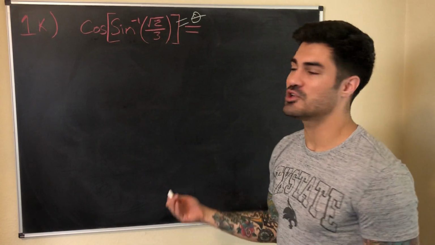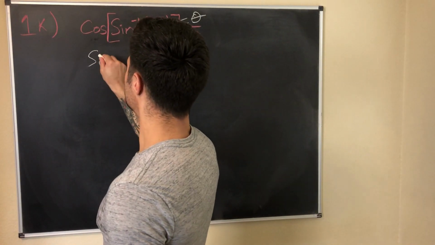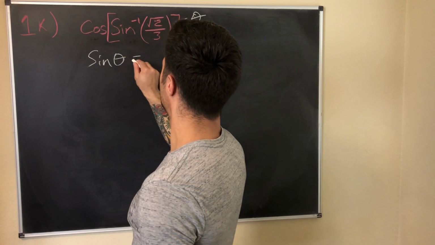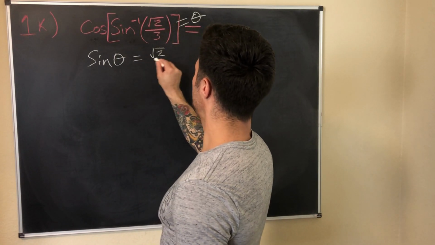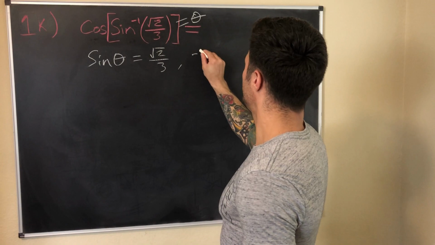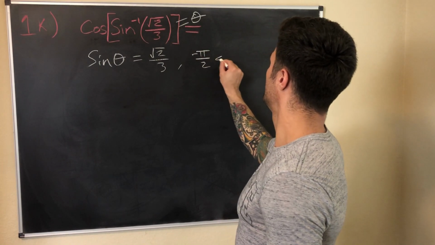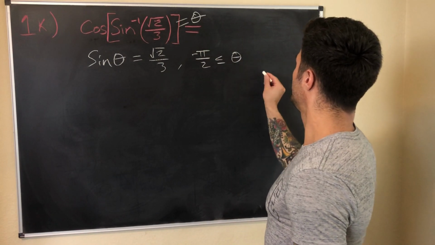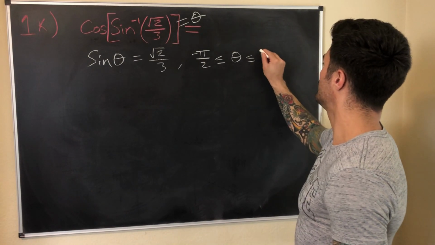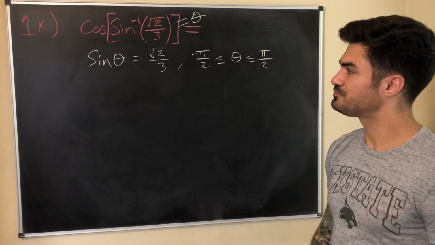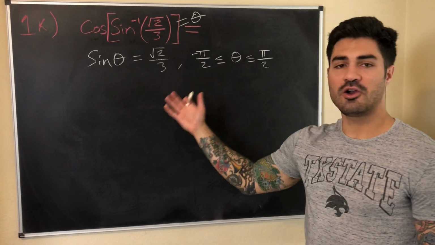Asking what's the sine inverse of root 2 over 3 is the same thing as asking the sine of what angle equals root 2 over 3. But remember, this angle has to be within the range of sine inverse. So greater than or equal to negative pi over 2 and less than or equal to pi over 2. Okay? So you probably already noticed the problem.